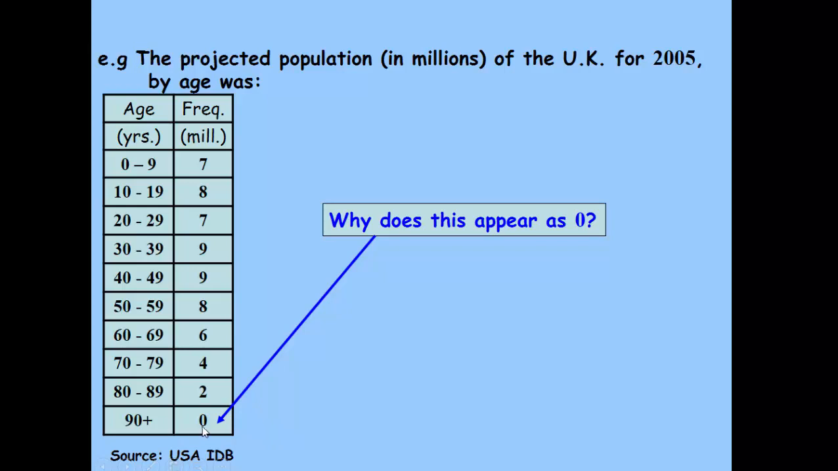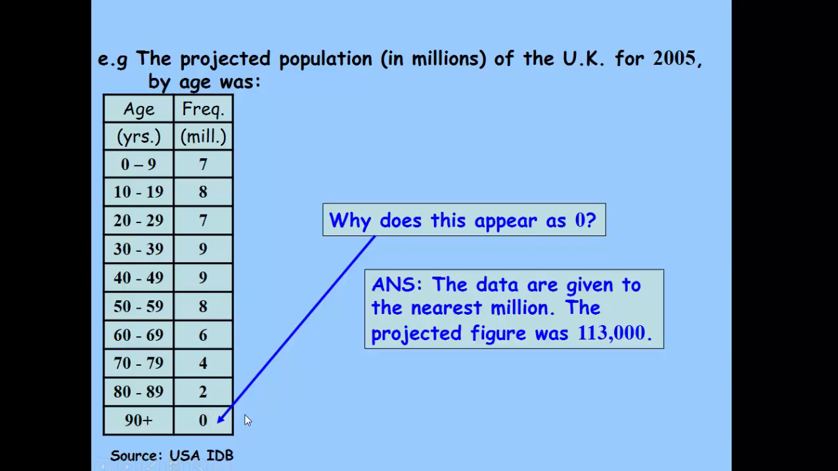Why do we have a 0 here? Well, bear in mind that all of this data is to the nearest million, so it's rounded, so clearly less than 500,000 in this category. In actual fact, we've got 113,000, so it's rounded to 0. For the purposes of the diagram, we're going to ignore that group and just work up to 90.